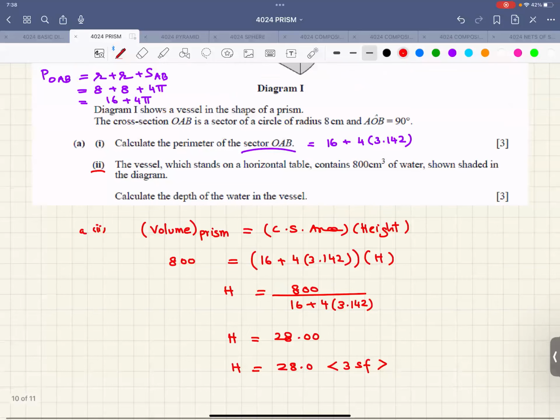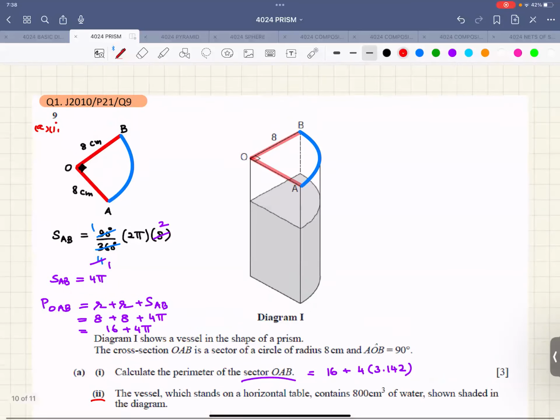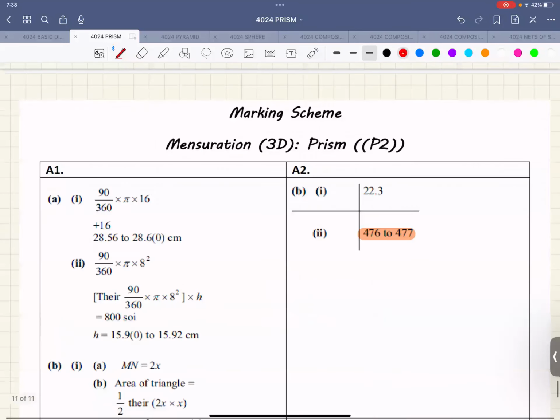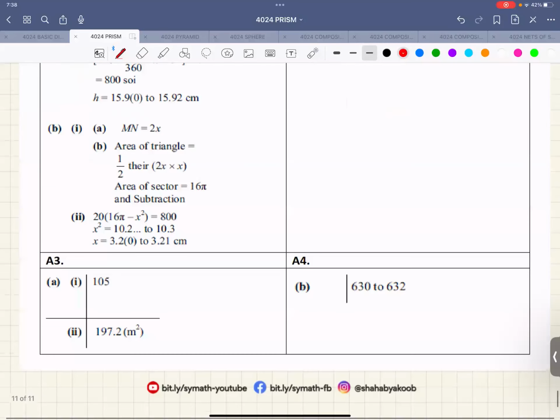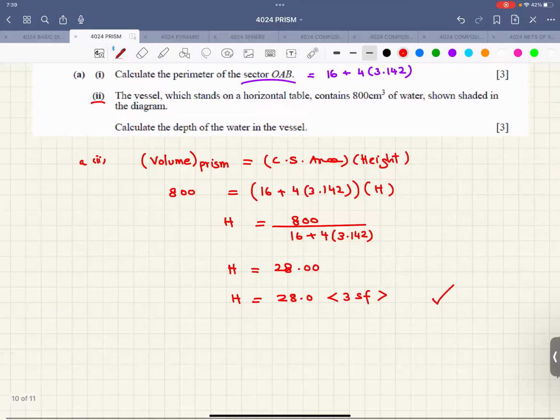So this is question number 9. And I don't have the answer for question number 9. And it looks that this is the answer. So that completes the concept of prism.